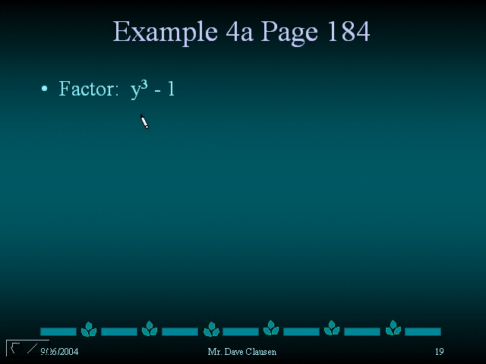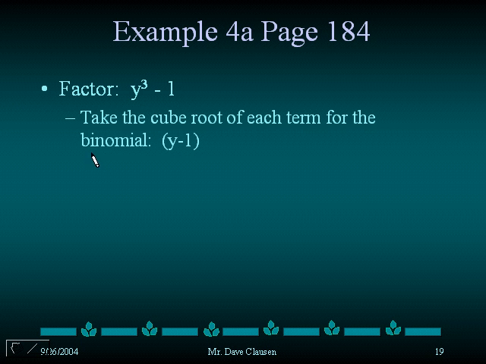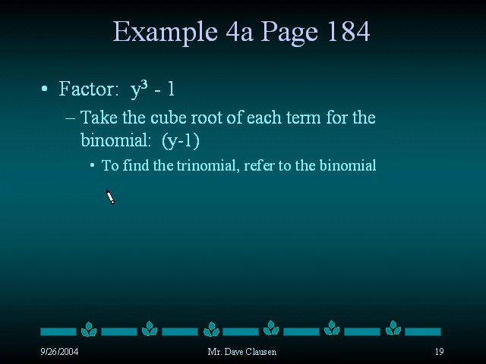So let's look at an example. Looks like we have the difference of two numbers, and we'll have to check to see if they're both perfect cubes, which they are. What times itself 3 times is y to the third? That's y to the first. What times itself 3 times is 1? That is also 1. So there's the binomial, y minus 1.